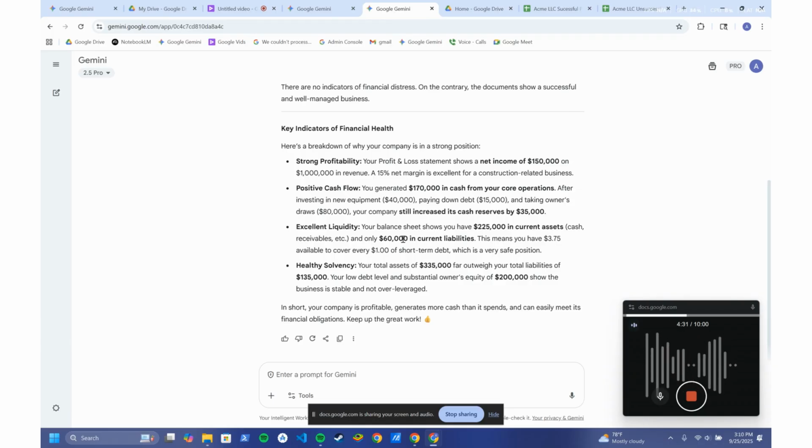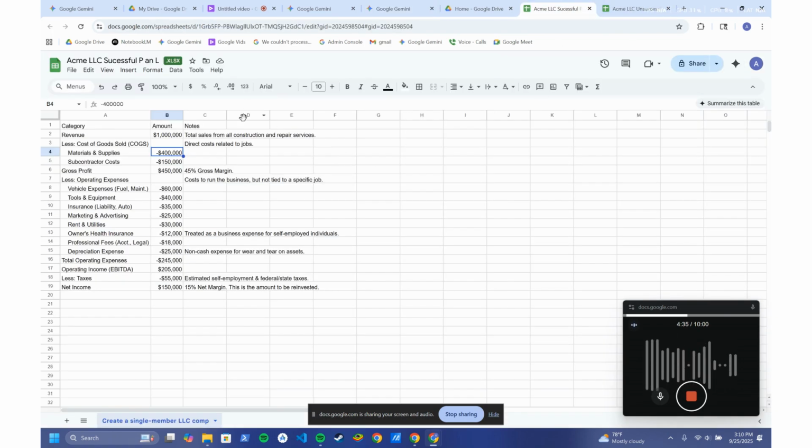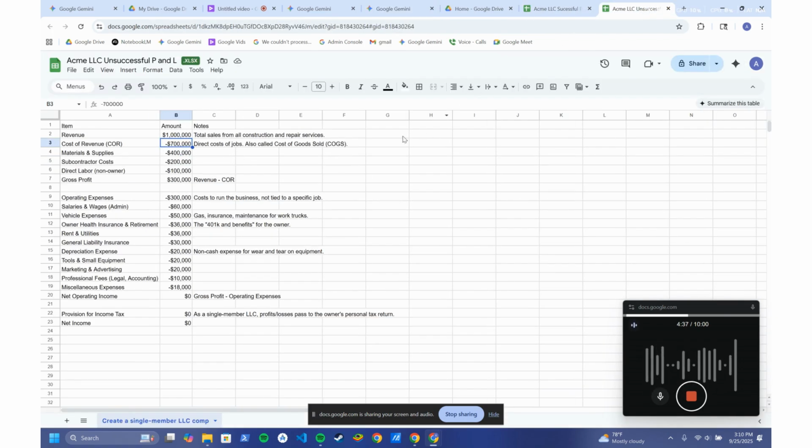And if you're not able to figure out why that is, I have links to the successful sheets as well as the unsuccessful sheets, so you can see approximately where your costs fall between what is considered successful and what is considered unsuccessful.